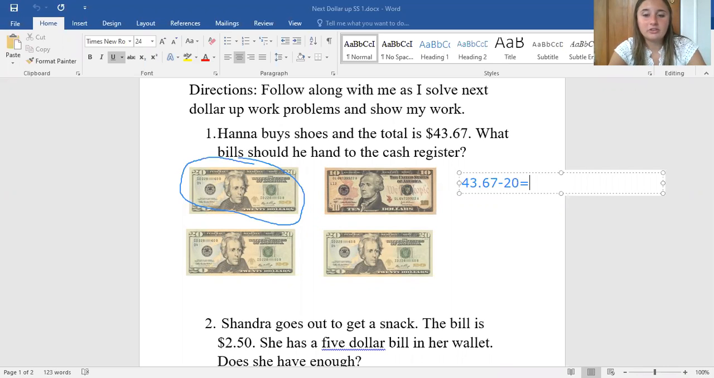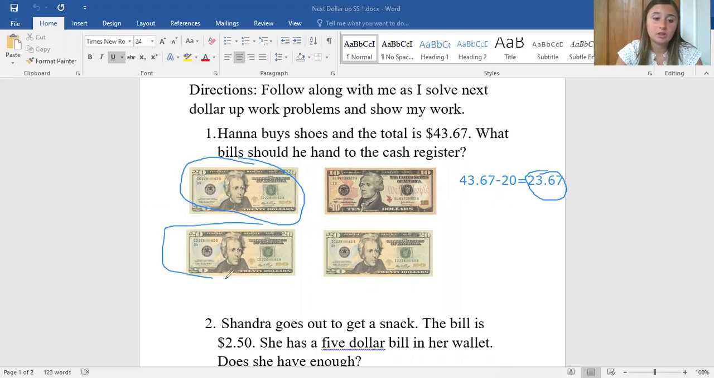So 43.67 minus 20, I can use my phone calculator, I can use longhand subtraction. It's really just whatever works for me. I get 23.67 is still left. So again, if the total, which is this 23.67, is bigger than the biggest bill I have in my wallet, I want to use the biggest bill. I don't have any bills that are bigger than $23. So I'm going to use another 20.